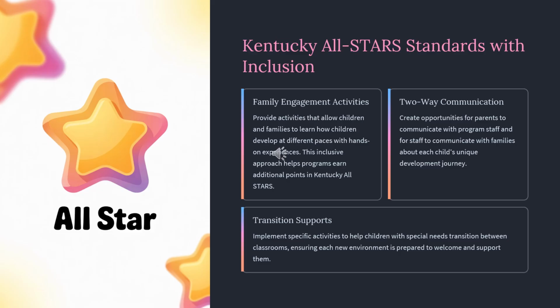Teachers can also prepare visual schedules or social stories to help children understand what's coming next. These small steps can make a huge difference in helping children feel secure and ready to learn. When programs intentionally integrate family engagement, two-way communication, and thoughtful transition supports, they're not just meeting standards, they're creating an inclusive culture where every child and family feels welcomed, respected, and empowered.